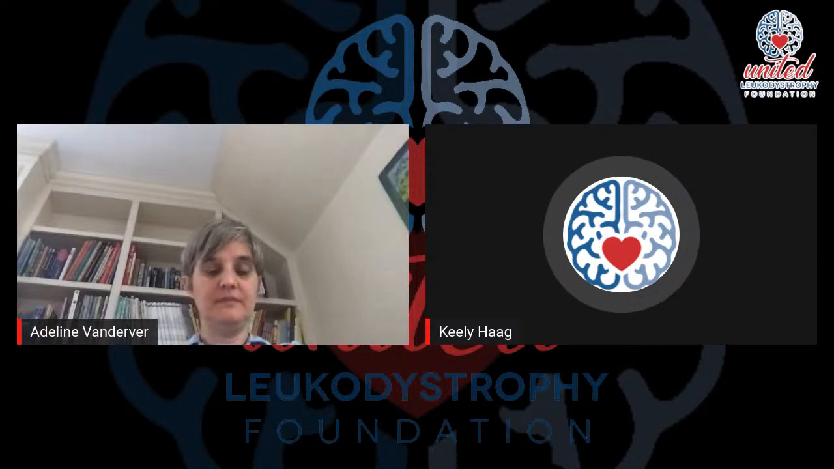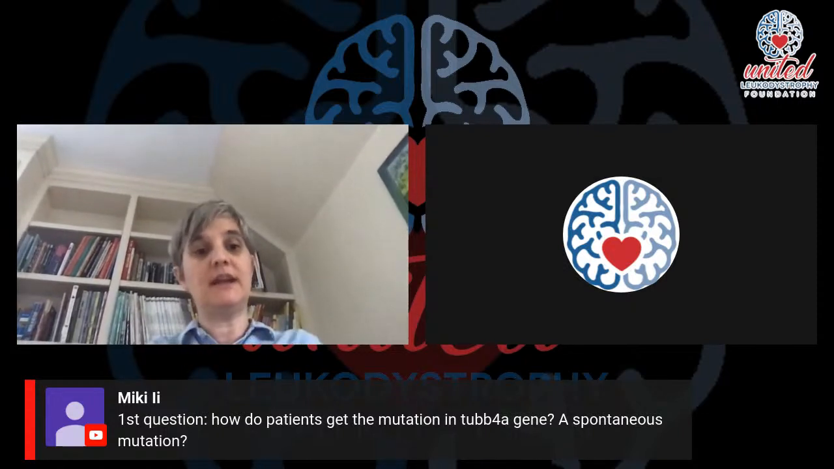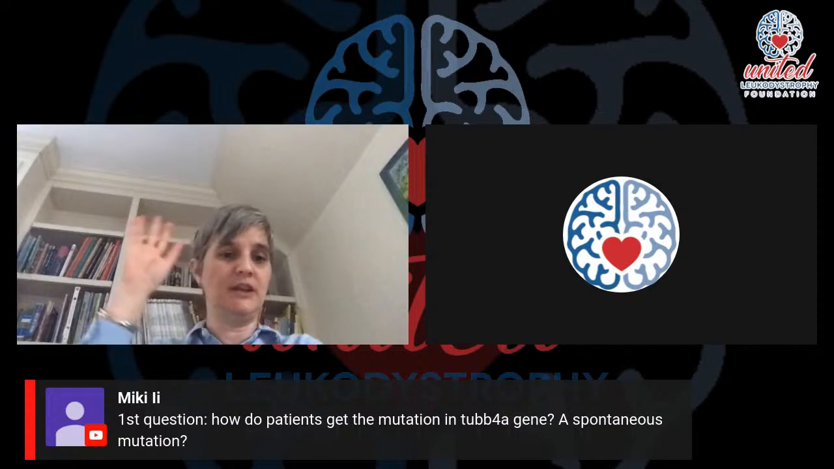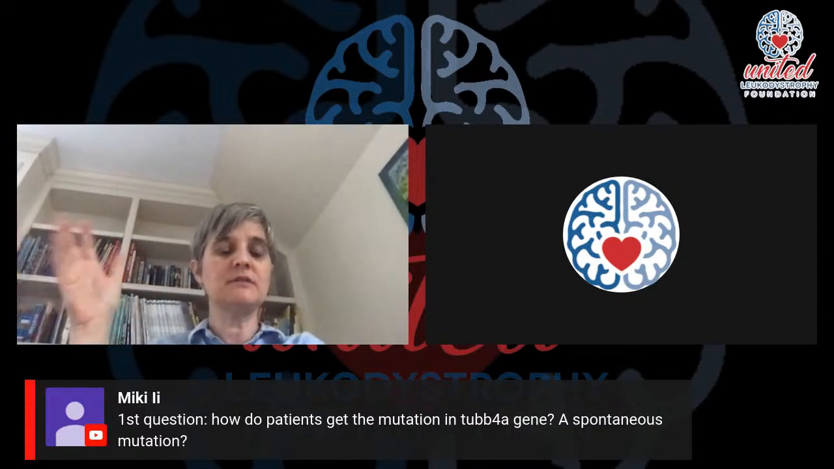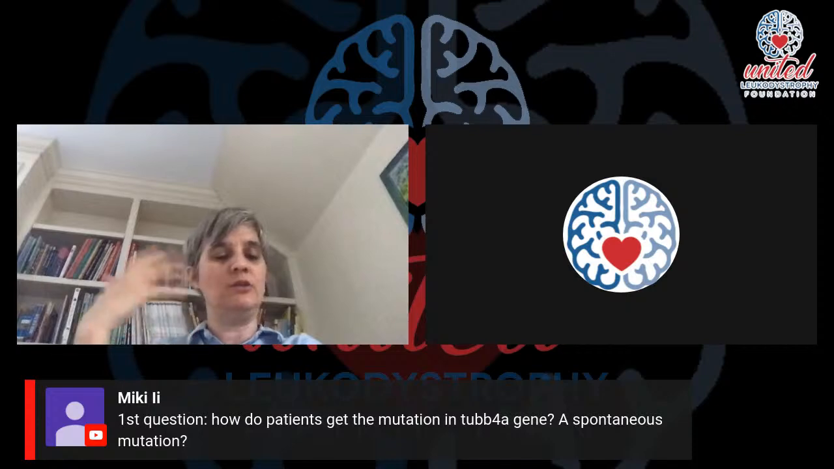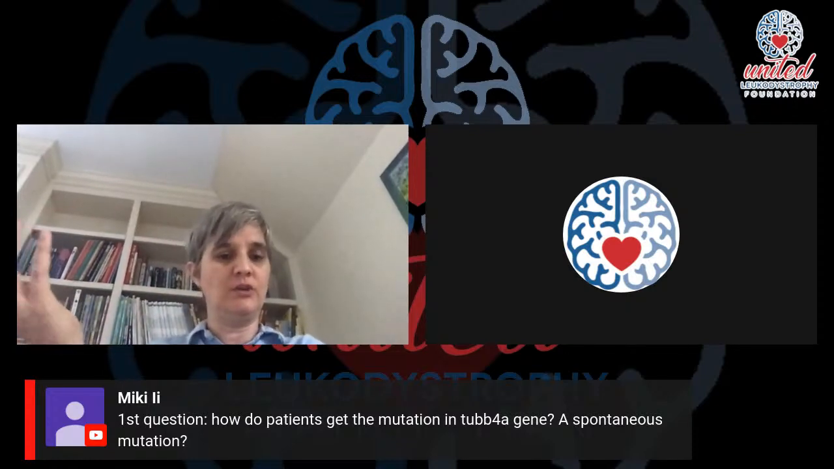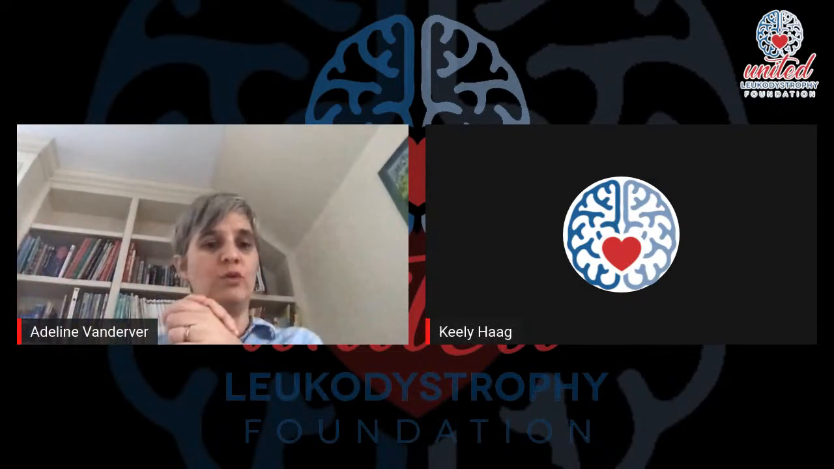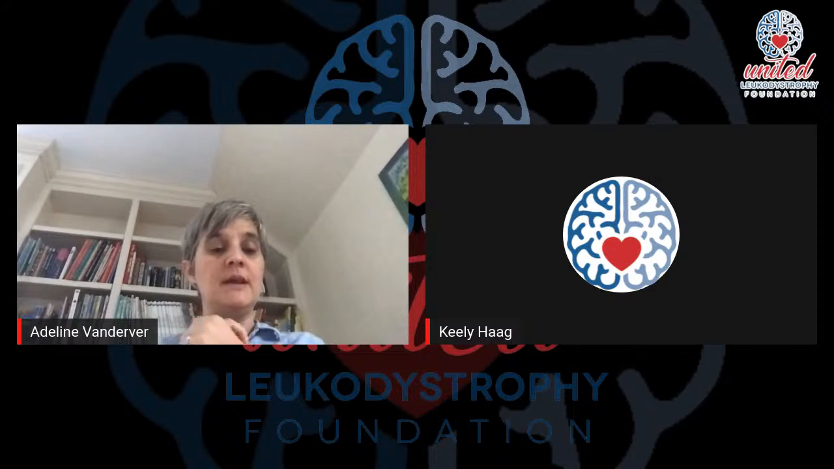The first one is, how do patients get the mutation in the TUBB4A gene? Is it a spontaneous mutation? That is such a good question, and I'm sorry I didn't bring it up. I should have. So, there are some mutations that are inherited, right? And that means a mutation happened a long time ago in an ancestor. Your parents are carriers, right? And the mutation is transmitted to you at the time when the sperm and the egg form to make the new person.